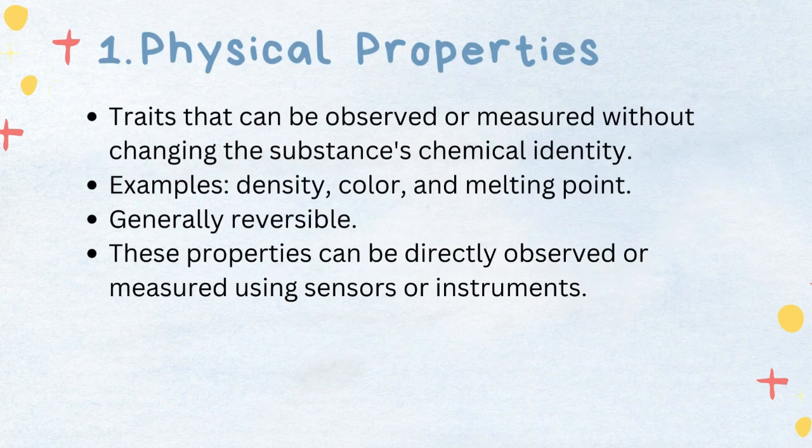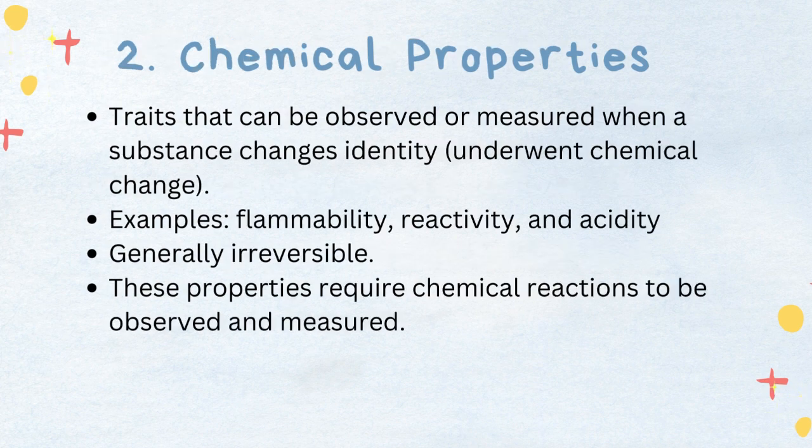Properties of materials. Physical properties: traits that can be observed or measured without changing the substance's chemical identity. Examples: density, color, and melting point. Generally reversible. These properties can be directly observed or measured using sensors or instruments. Chemical properties: traits that can be observed or measured when a substance changes identity or undergoes chemical change. Examples: flammability, reactivity, and acidity. Generally irreversible. These properties require chemical reactions to be observed and measured.